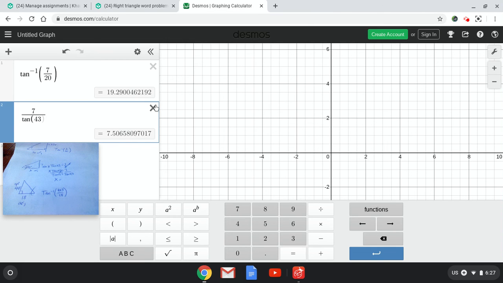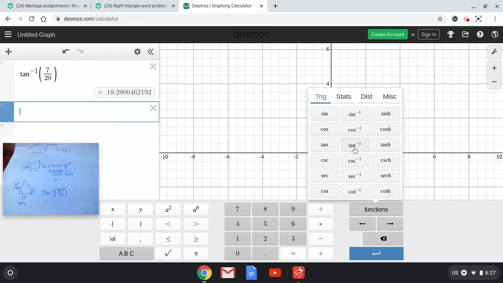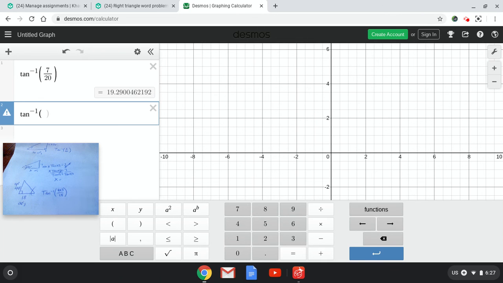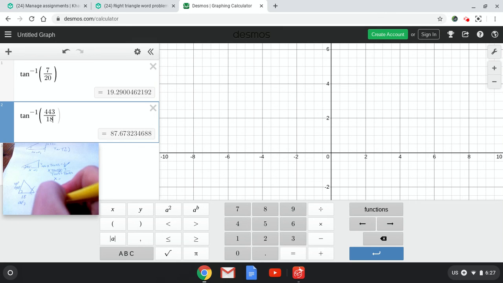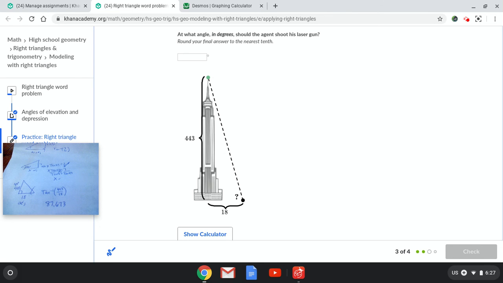So I'll just close that one out. Go down to this one. Tan inverse. We got opposite over adjacent. 87 point, I'm going to write this one down, 673. I'm going to go back and see what they want. They want to the nearest tenth. That's one place past the decimal. 87.7.